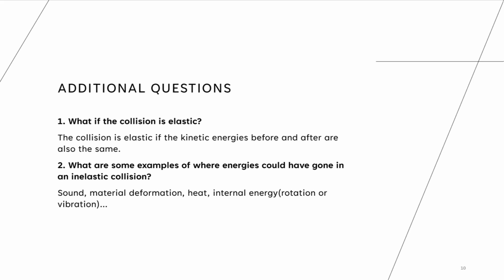2. What are some examples of where energies could have gone in an inelastic collision? Due to the energy principle, change in energy will always be zero. Since the collision is not elastic, the change in kinetic energy isn't zero. So where does it go? Some examples are sound, material deformation, and internal energy changes such as rotation and vibration too.